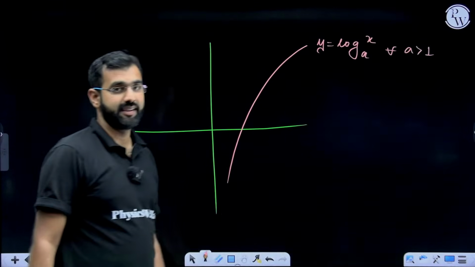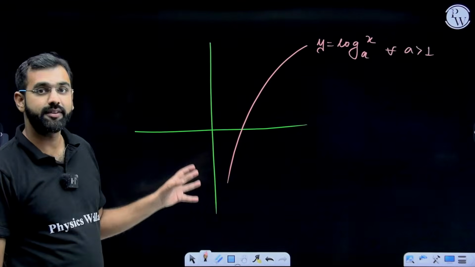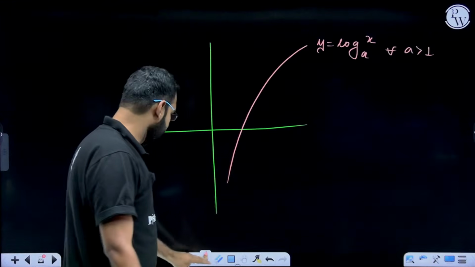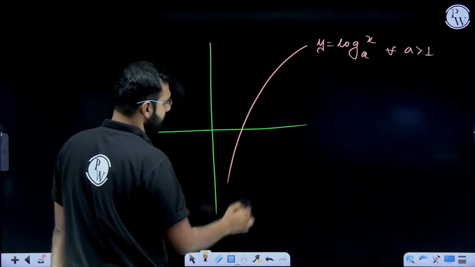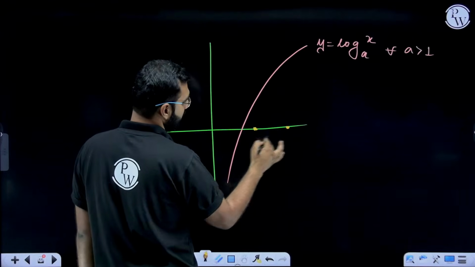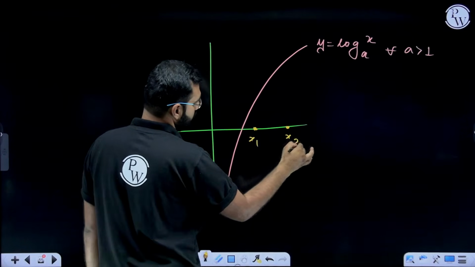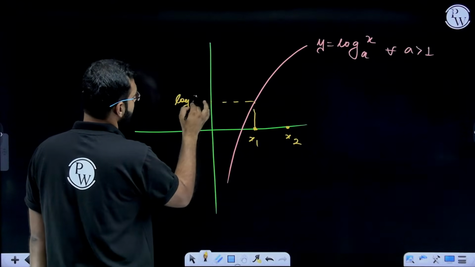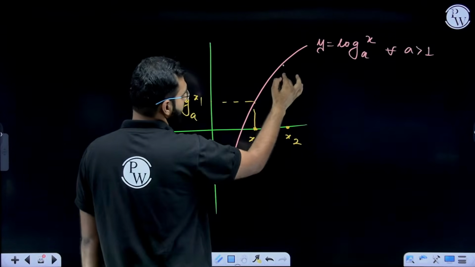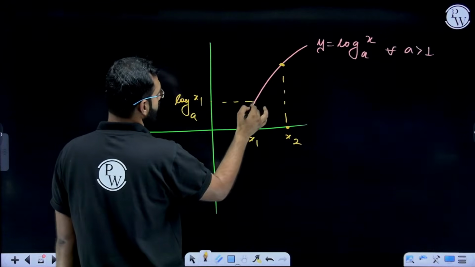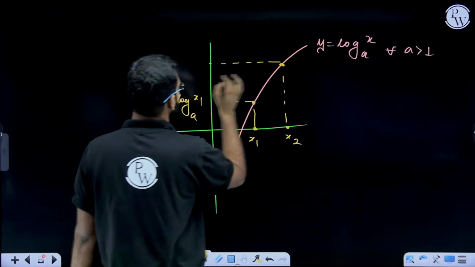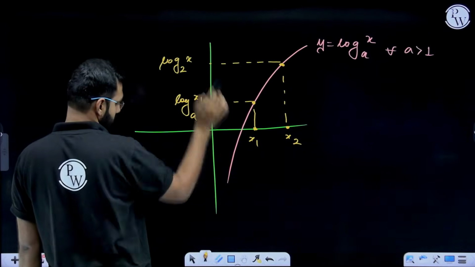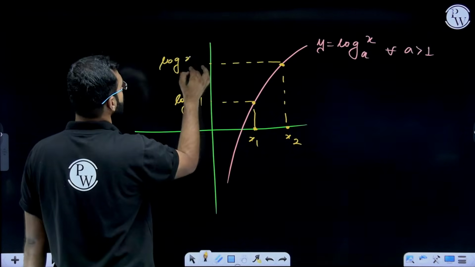Now, why am I saying this? I am stating this because log x when base a is greater than 1 is an increasing function. Increasing function means a very basic concept: if I take two values, let's say x1 and x2, then for x1 this would be the value log x1 at base a, and at x2 this will be the value log x2 at base a.